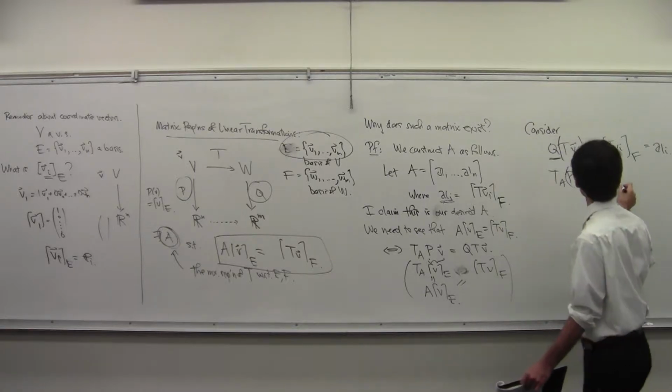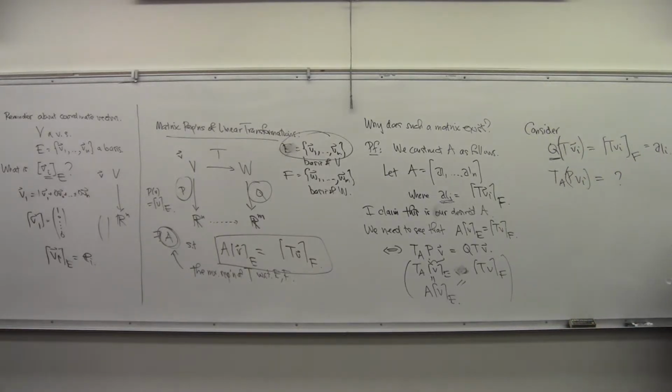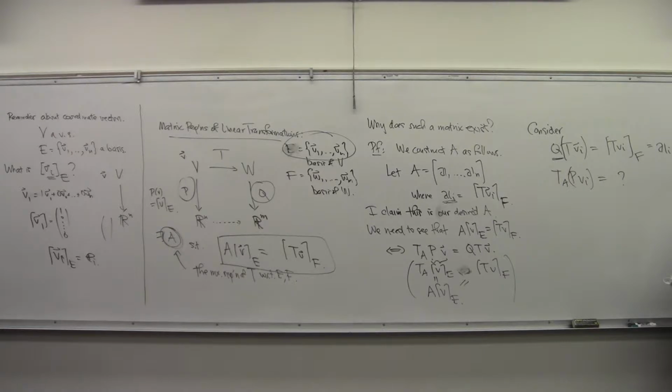T_A P V_i. What's that? I'll give 2 points on the exam to the person who sees what it is first and can figure it out. It's Zian, too fast. Wait, don't say it. Okay, I want everybody else to think too. So people try and figure it out. So think, what's P V_i?